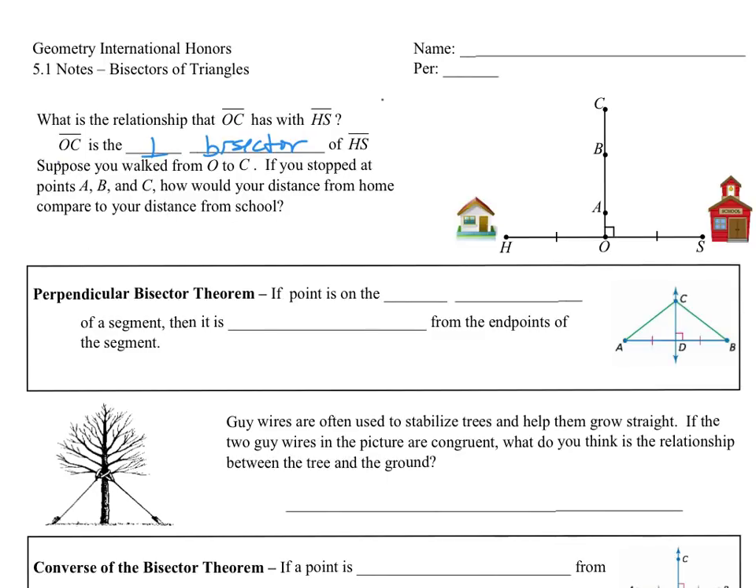from school? So let's say we start walking along, we stop here at point A. So let's compare the distance from home to point A and the distance from school to point A. And then let's continue walking and stop at point B. Let's compare the distance again from home to point B to the distance from school to point B. And then continue your walk along to C. And now let's compare the distance from home to point C and from school to point C.